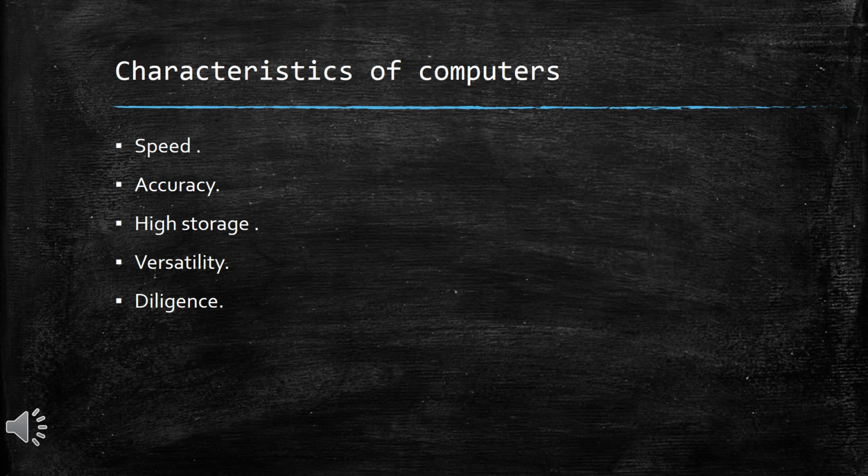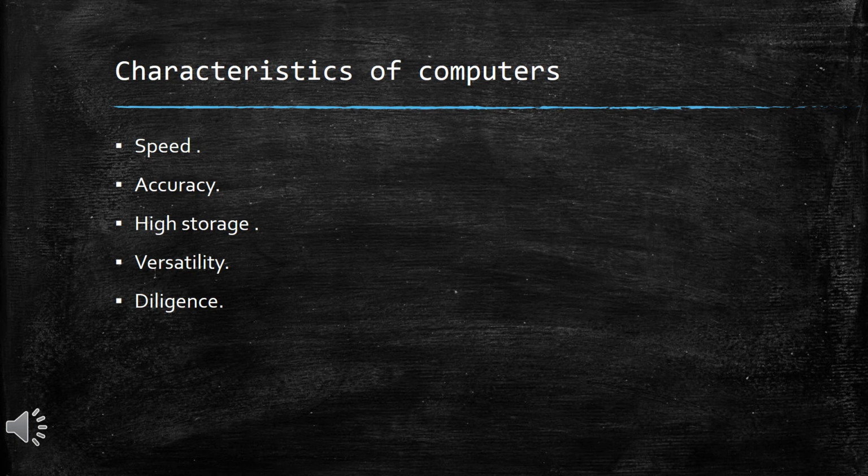The next one is high storage. You know, a computer has a high storage capacity. The next one is versatility. That means a computer can perform many tasks at one time. So you can play games, or you can type something, or you can make videos, learn Excel, etc. So it can perform various tasks in one.